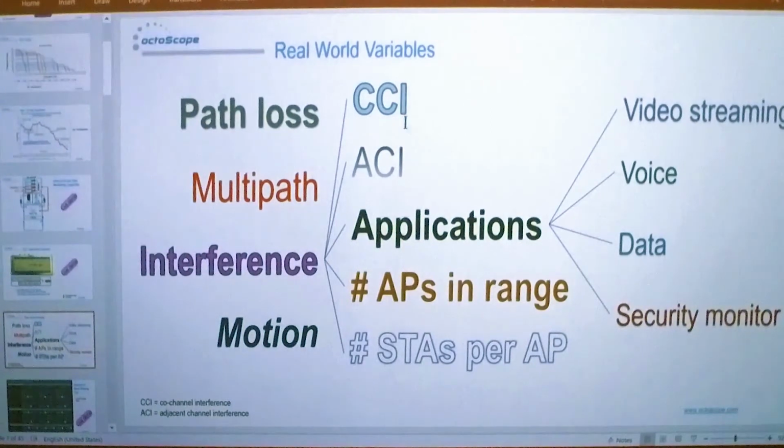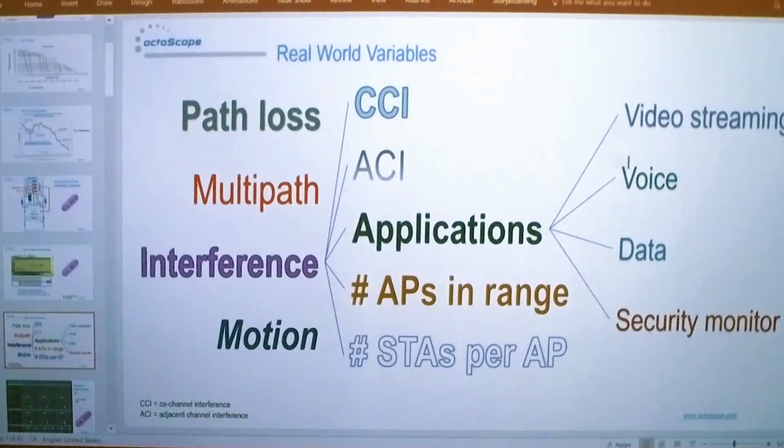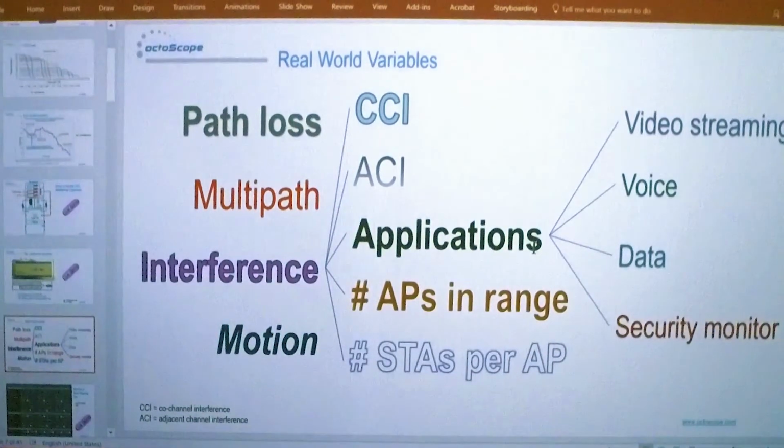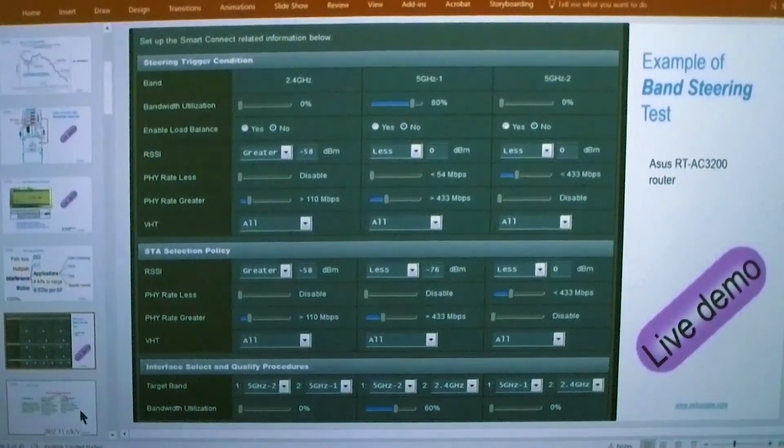So we can do co-channel and adjacent channel interference. We can replay different applications or even run them. The PALs are Linux devices, and some of our customers have a login, and they can run their own video streaming or whatever they need to run as traffic.